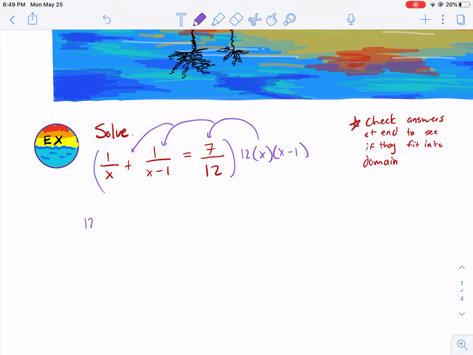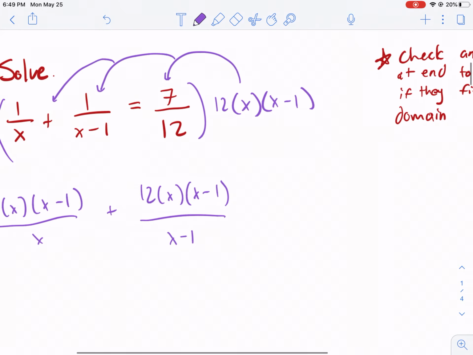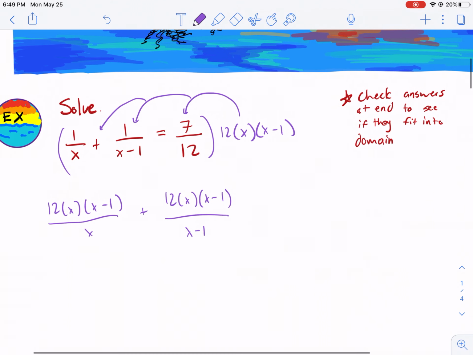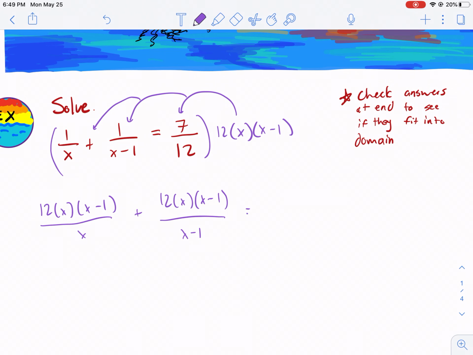First thing I'm going to do is multiply, and I'll show you. I do 1 times all this, and I just get that. I do 1 times that, and I just get 1 times... oh, sorry, we get 12x times x minus 1 over x minus 1, and then we have 7 times 12 times x minus 1. This one's a little bit more challenging, over 12.